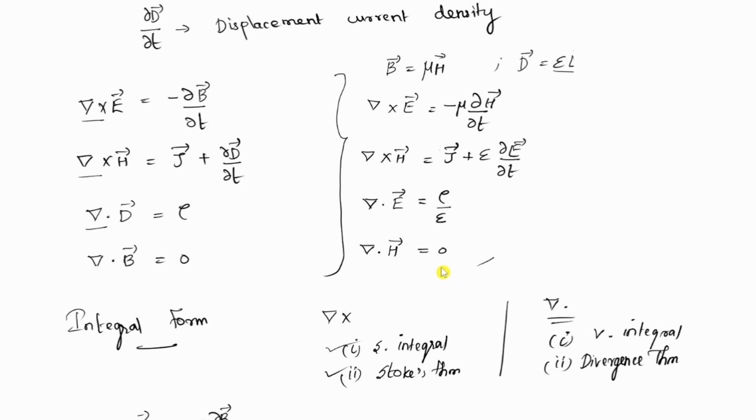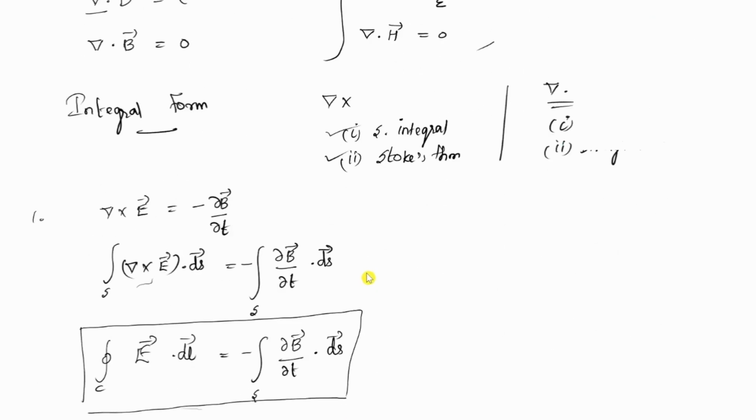So these are the four equations only in terms of E and H. These are also called Maxwell's equations; we can write them either way. For the integral form also, we can change it in the same way.